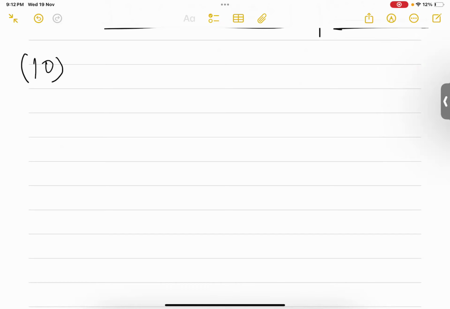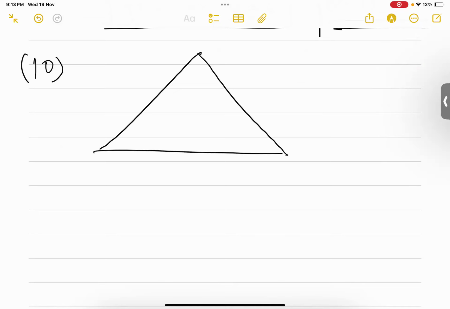Two vertices of an isosceles triangle are (2, 0) and (2, 5). The length of the equal sides is 3. Now see, I'll draw this isosceles triangle. Let this be 3, let this be 3. This third vertex we don't know. Let it be (x, y). Okay, this is the diagram.